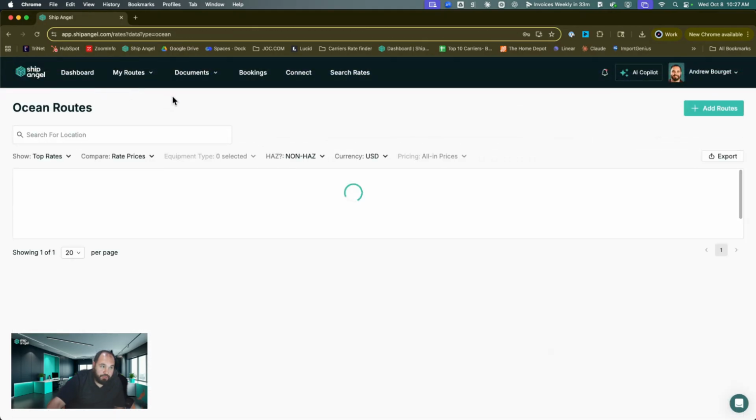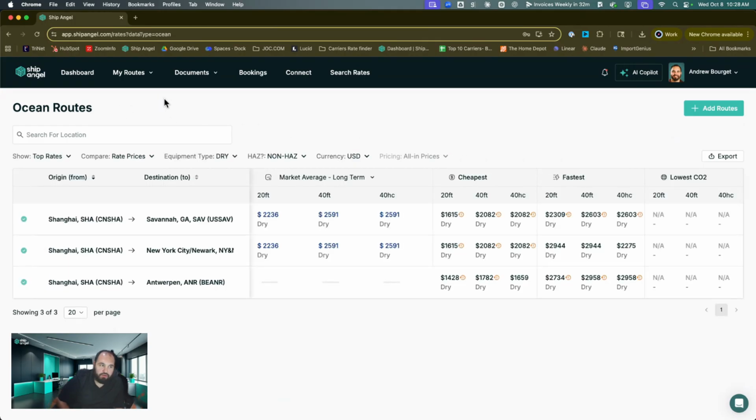Additionally, inside the ShipAngel platform, we also give you the ability to start to save some of your favorite lanes. I like to call it the greatest hits section, and it lives inside My Routes, or specifically the My Routes Ocean section, which is my favorite one. From here, you can see what rates I have on the lanes that I've saved. So I've saved a handful of these Shanghai lanes to a couple different destinations.